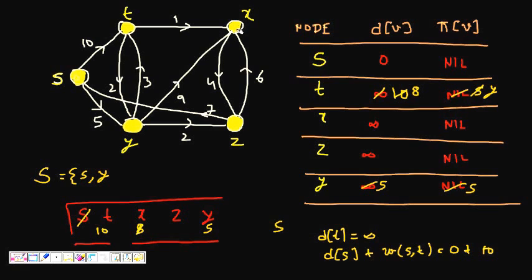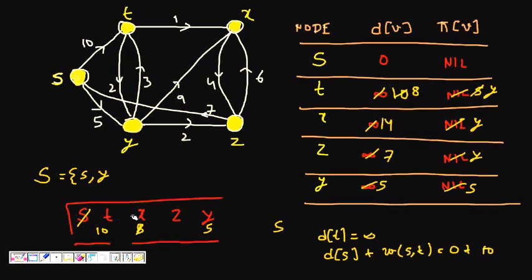We go to x, d of x is infinity. Now if we go via y, it becomes 9 plus 5, which is 14. X now becomes 14 and its parent becomes y. For z, it's infinity, now it becomes 5 plus 2, 7. So for z it is becoming 7 and the parent is y. So this is done. We have relaxed all the nodes from node y, so it means now node y is relaxed.